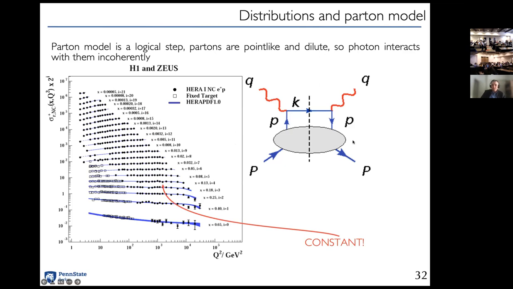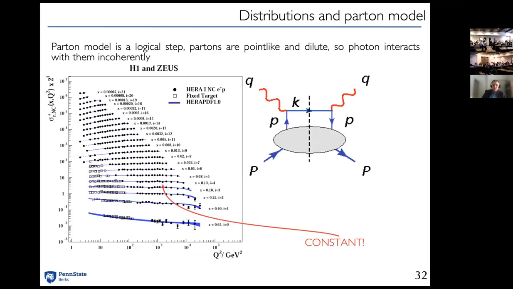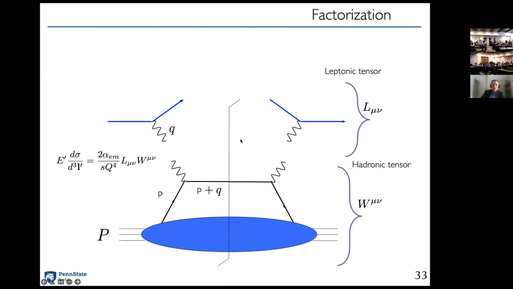And again, from this diagram here, if we assume this diagram to dominate, we can easily see that point-like particles will produce straight behavior in Q-square, constant behavior in Q-square. So what we did in this sort of factorization, once we refactorized what happens with our lepton, is that we introduced the so-called leptonic tensor. So the leptonic tensor is the product of these two factors.